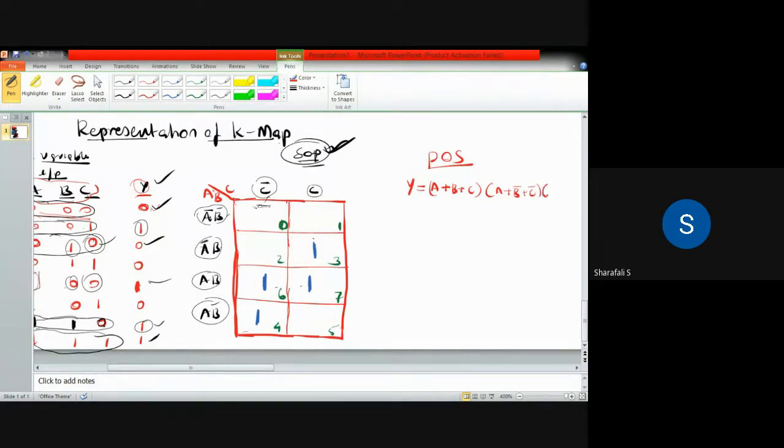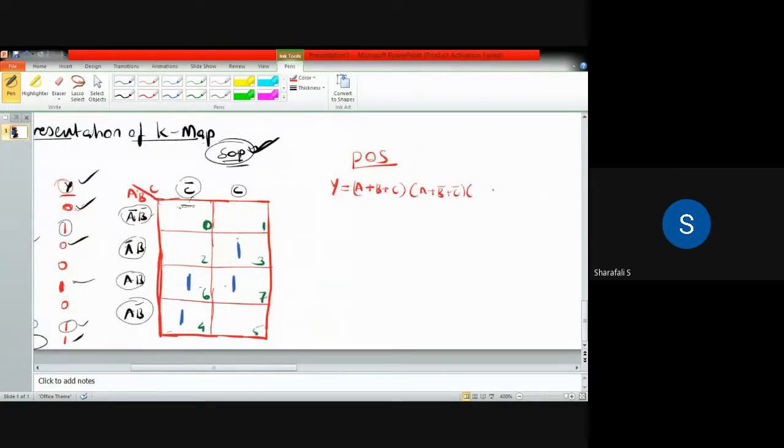into, then we have a next term, let's say (A plus B bar plus C) into (A bar plus B bar plus C). So this is product of sums. There are many sum terms here, and they are taken as a product of each other. So A plus B plus C and the other terms, which you can see from here.